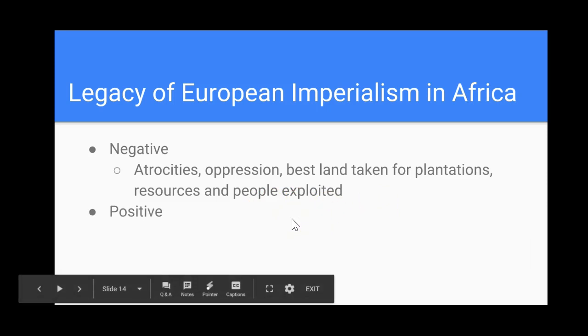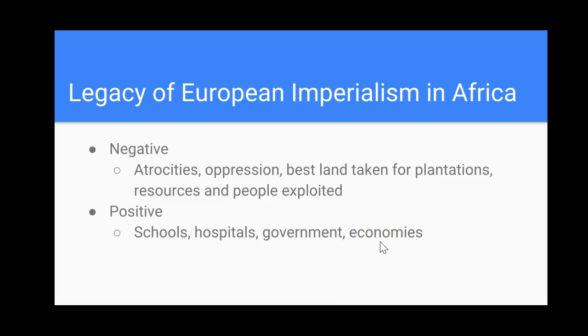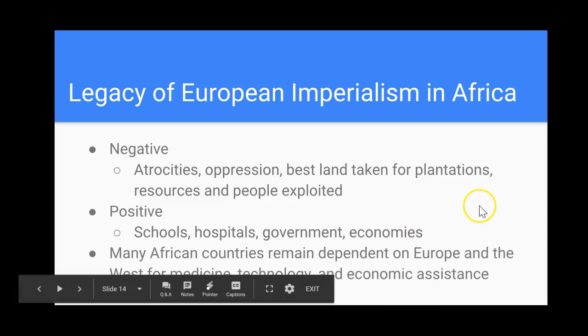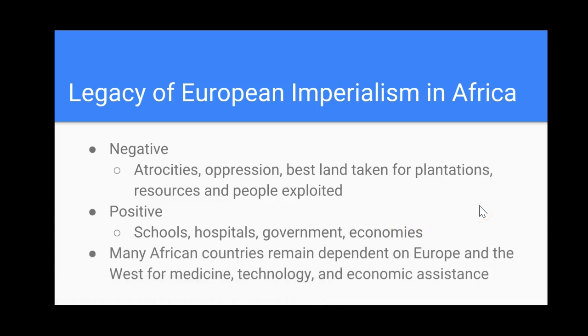So, what are the positives? Those are things like schools, education systems were brought in. So were hospitals, even if the types of governments are not around today or didn't work necessarily back then for the different African people. There were systems of government brought in, and some of these African countries do have economies that can compete on the global stage. So the last part of this says that many African countries today remain dependent on Europe and the West for medicine, technology, and economic assistance. And you can look at this as a good or a bad thing or both.